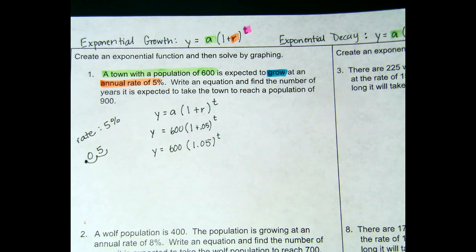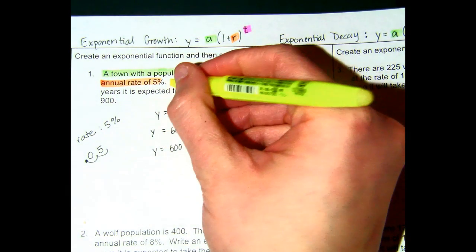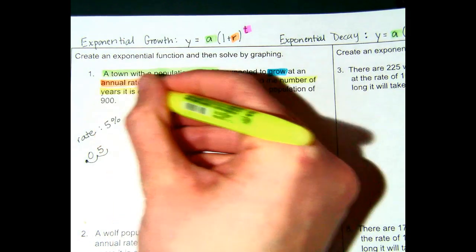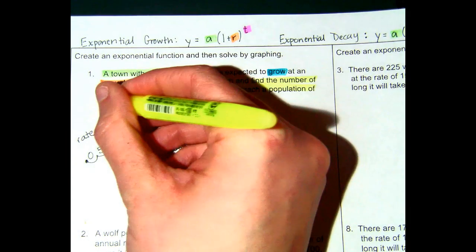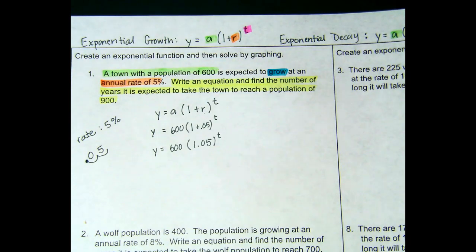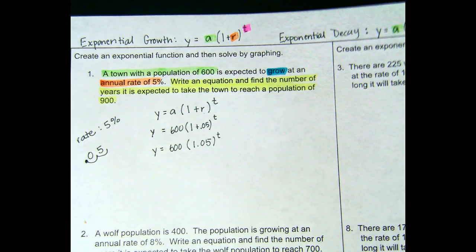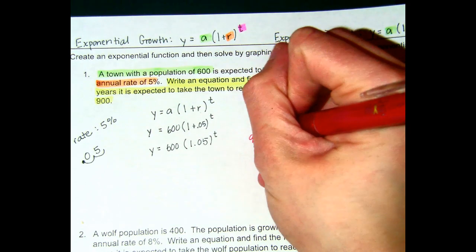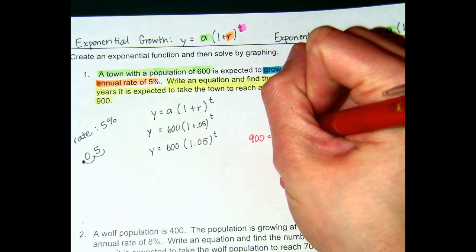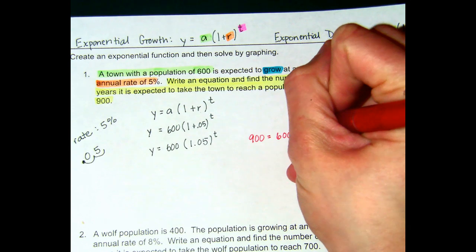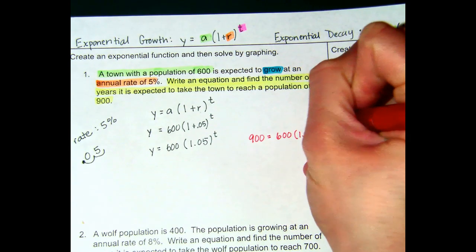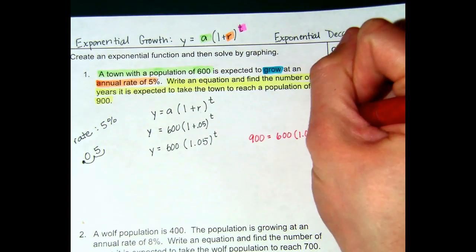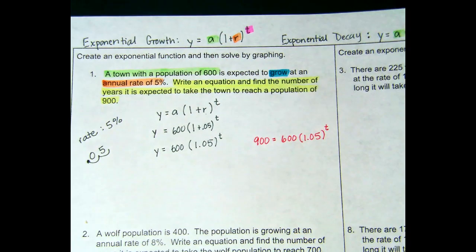To solve, I'm going to use this. This is the question. We have written an equation, but now we need to find out how long it takes to reach 900. That's the final population, Y. So I need to determine what 900, or when the population will be 900, if it starts at 600, grows at 5%, what year, time will that be?